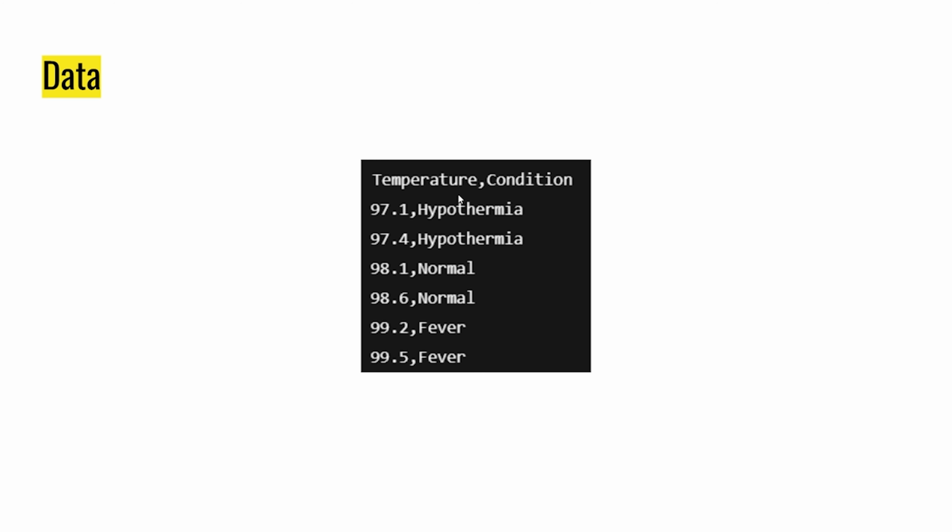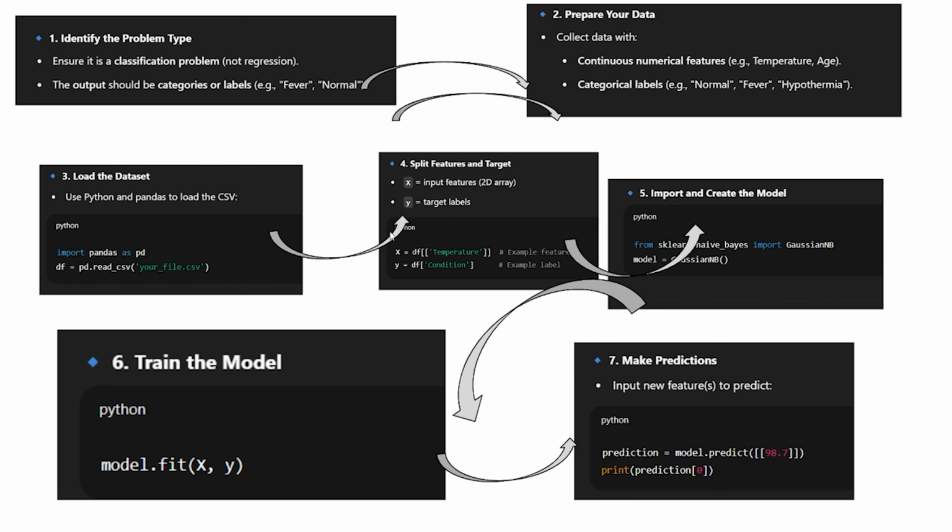This is the data we prepared in Google Sheets, and we need to download it as a CSV file. There are two columns. One is the temperature and the other one is the condition. There are three conditions: hypothermia, normal, and fever. Under temperature, the measurements are in Fahrenheit, not Celsius. So that is the data we prepared.